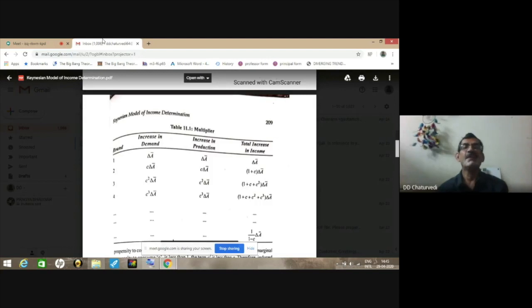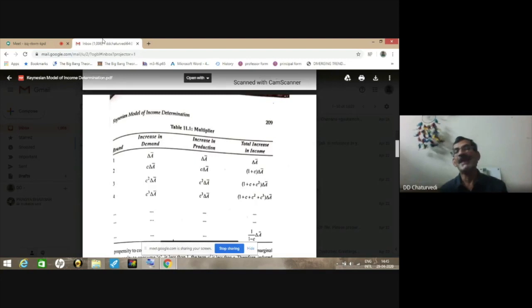And an equal amount of production takes place in the third round, that is C square into delta A bar. So the total increase in income in the 3 rounds together will be the sum of increase in production, or the sum of the expenditure in the 3 rounds together. It is equal to 1 plus C plus C square within bracket into delta A bar.